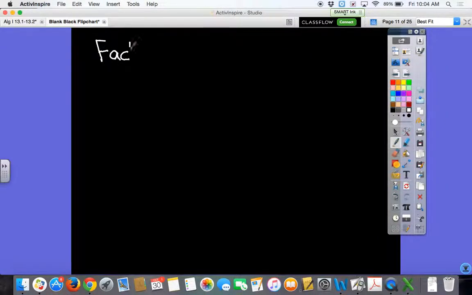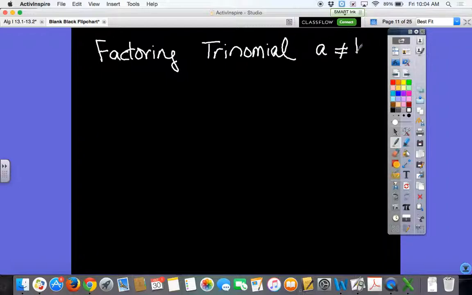All right, we're working on factoring. It's now time to look at trinomials where a is not 1. So basically what that means is you have a constant in front of x squared, so you can't take out common factors or anything like that.